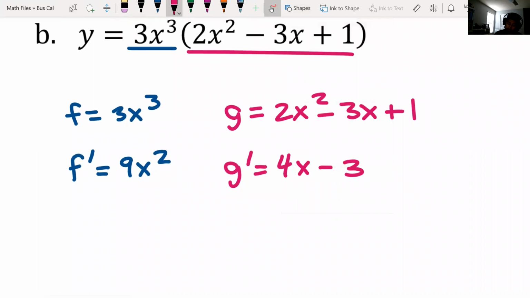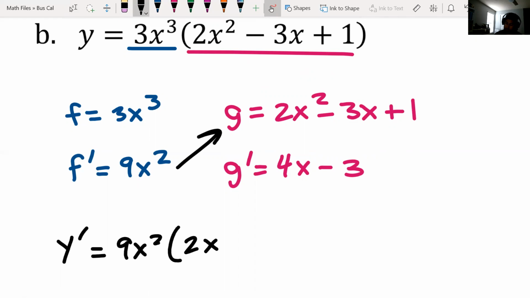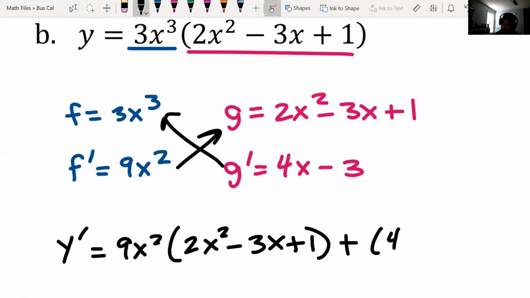We're taking the derivative of y, so the notation I'll start with is y prime, and follow the formula. f prime g, 9x squared times 2x squared minus 3x plus 1, plus g prime f, 4x minus 3 times 3x cubed. Once again, the calculus is done. The product rule is done. The rest from here is strictly algebraic.